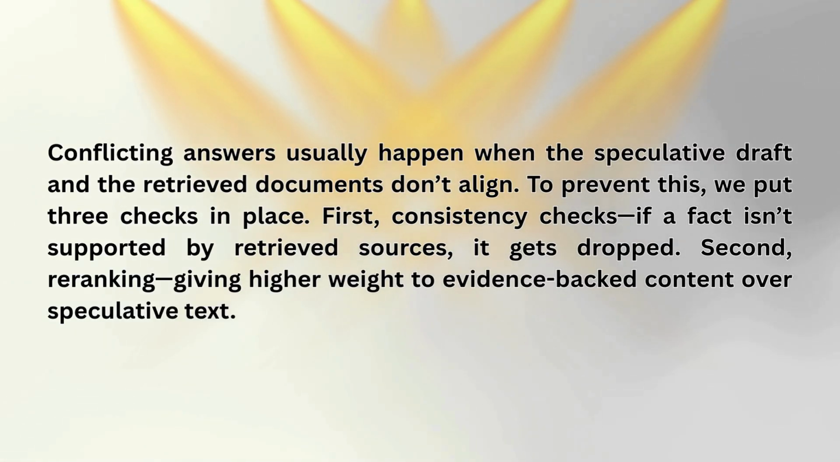What do you watch for to prevent conflicting answers from reaching a user? Conflicting answers usually happen when the speculative draft and the retrieved documents don't align. To prevent this, we put 3 checks in place.